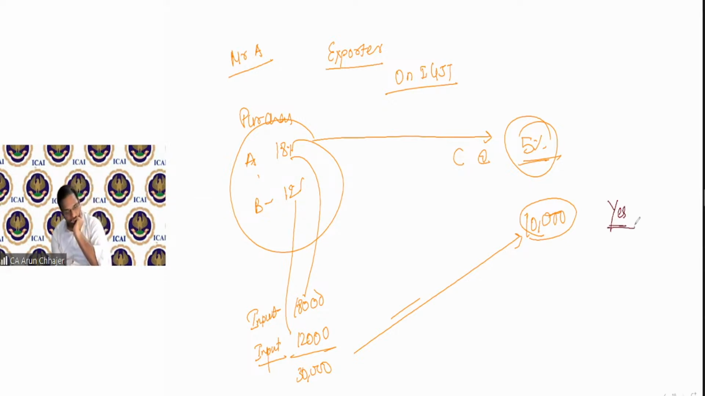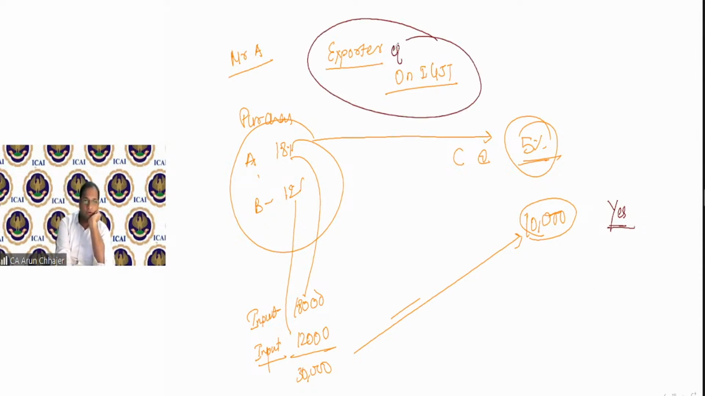Yes. Export of goods on IGST, is it automatic route or he has to file the refund application? Is it automatic route or he has to file the refund application? RF डिफरेंट फाइल करना पड़ेगा या ऑटोमेटिक रूट है?